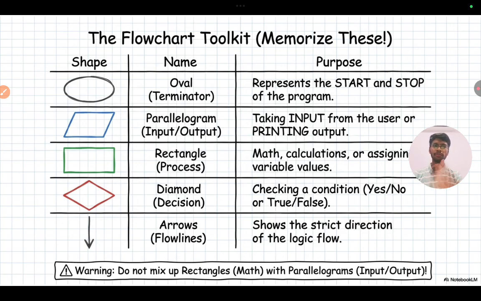Oval is for terminator, that is for start and stop of a program. Parallelogram is for taking input from the user and printing the output to the user. Rectangle is for processing: math, logic, assigning, calculation, all these things. Diamond is for decision making, an if-else statement, which results in a boolean value, let's say yes, no, or true or false. Arrow lines are the flow lines, showing the strict direction of how the logic flow will be going on.